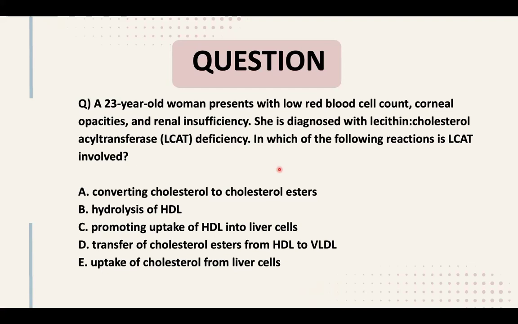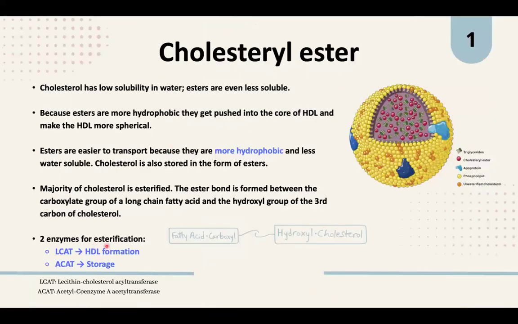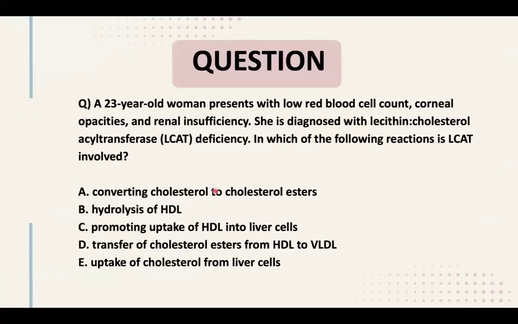So the answer is actually A, which is converting cholesterol to cholesterol esters. Remember, LCAT is one of these two enzymes that will esterify cholesterol. So we have LCAT and ACAT. And when it does that, it places the cholesterol in HDL. It doesn't transfer it from HDL to VLDL. It puts it into HDL. It's kind of the opposite of this. This option says that it removes it from HDL, but what it actually does is that it places it into HDL. Did you get that? Okay, great. So the answer is A, converting cholesterol to cholesterol esters.